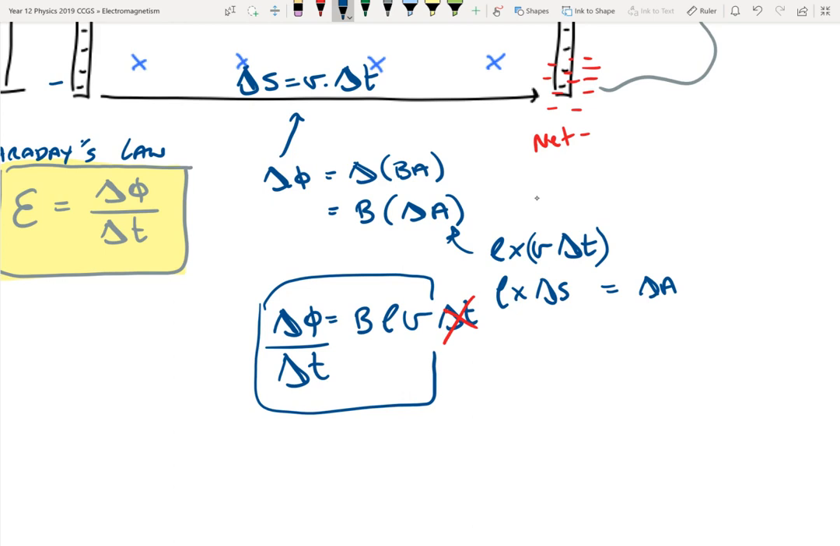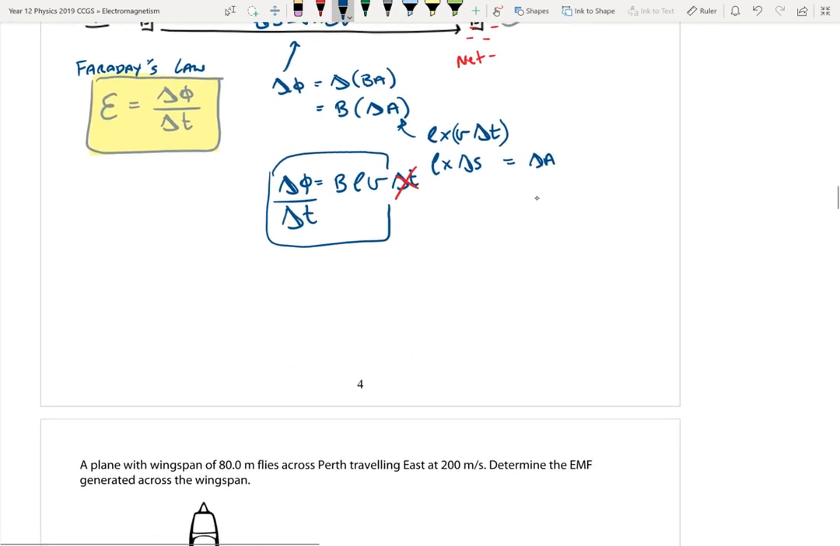Okay? It gets tricky because remember we figured out in Friday's lesson that there's 3 ways that you can change a flux in a coil. You can change B, change A, or you can rotate the coil. So there will be some tricky questions where you have to figure out what's actually changing and at what rate it is changing. All right, so it does get a bit trickier than this.